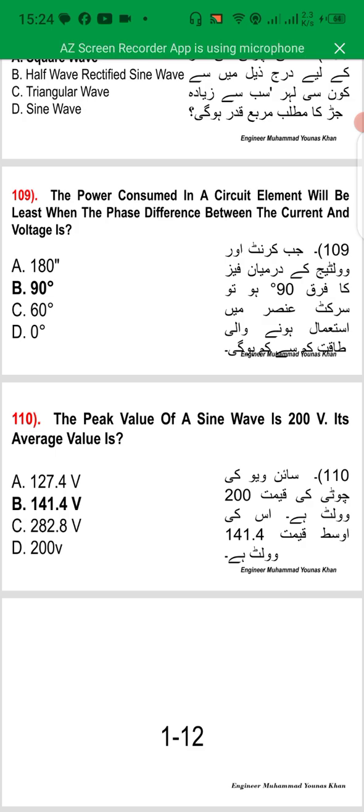The peak value of a sine wave is 200 volt. Its average value is 127.4 volt.